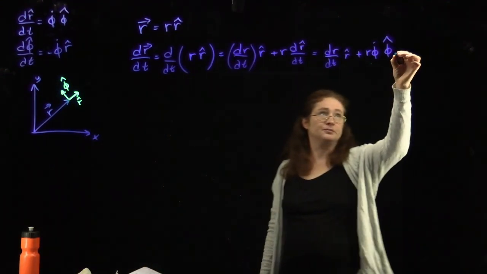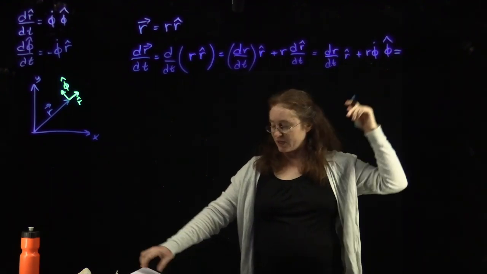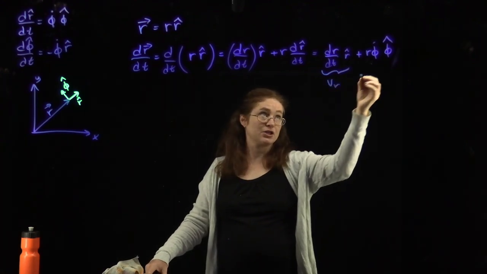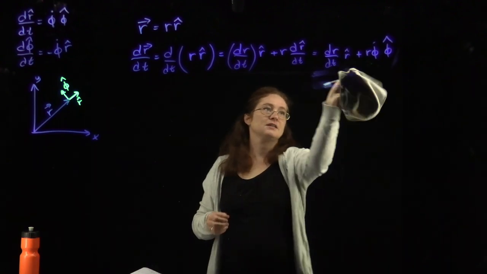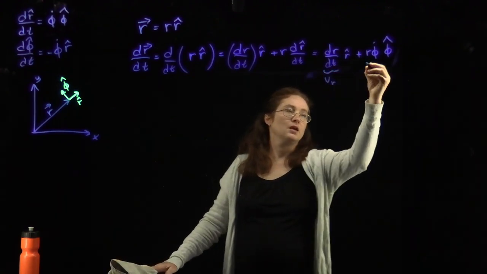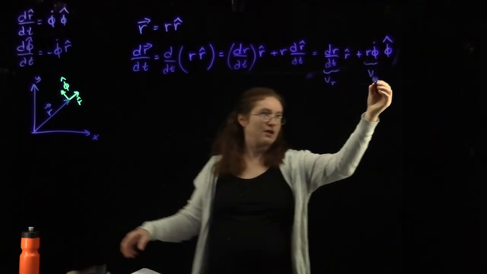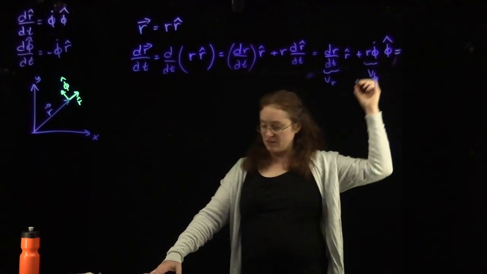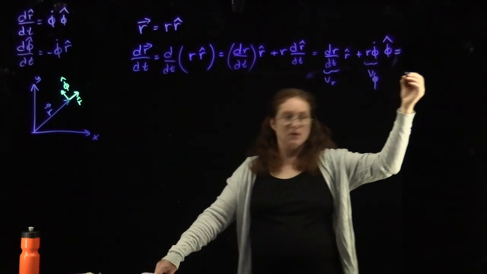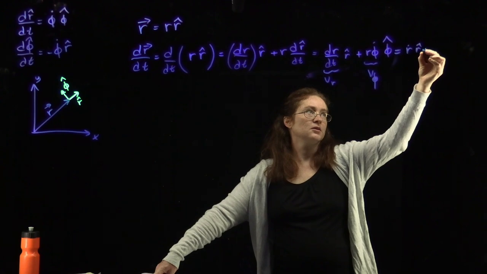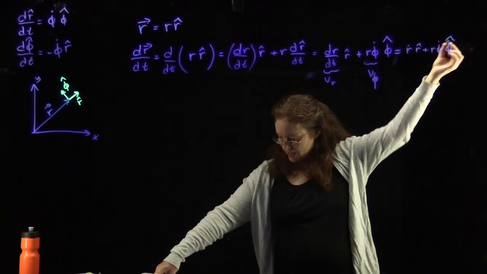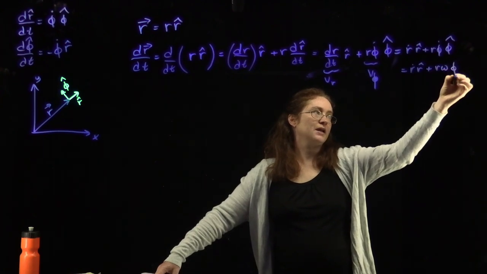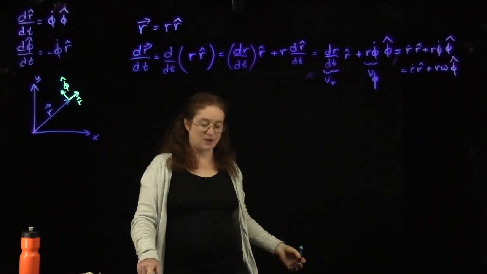You can also rewrite this as, we can call this component the velocity in the r direction. I just mean the scalar. This is the velocity in the r direction. And this is the velocity in the theta direction, or in the phi direction. I keep wanting to call it theta. So we can rewrite this as r dot r hat plus r phi dot phi hat, and this is also r omega, where omega is the angular velocity, times phi hat.